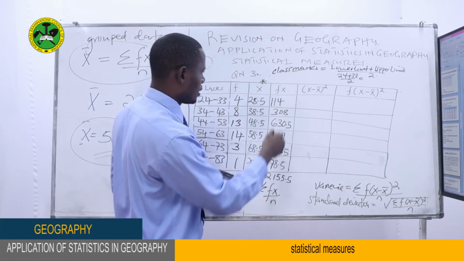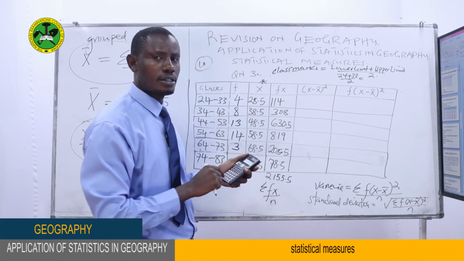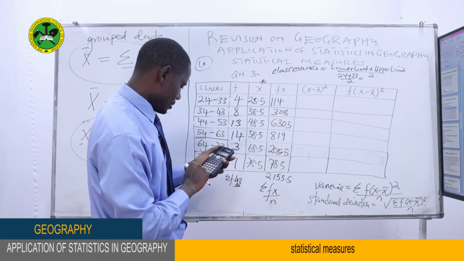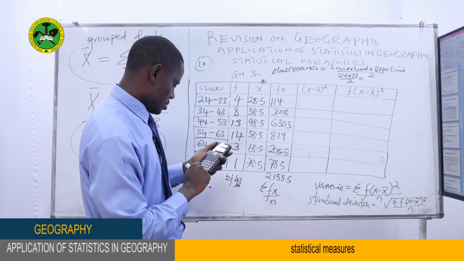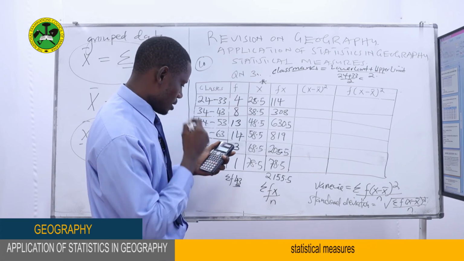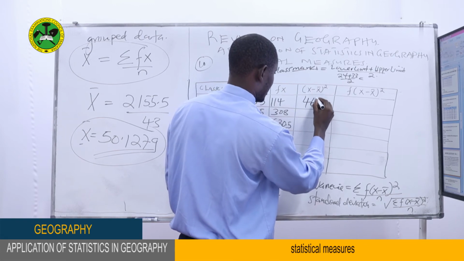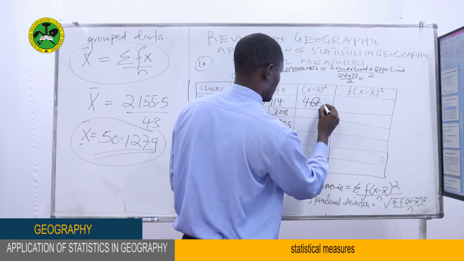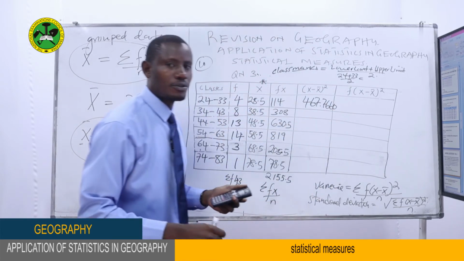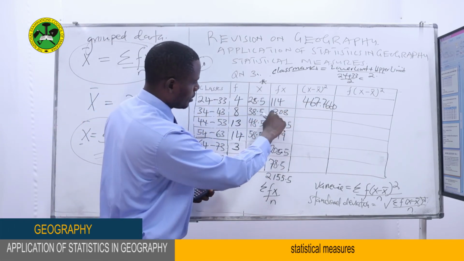So we start with the first column. That will be x, that is 28. We start with the bracket, then 28.5 minus the mean. The mean is 50.1279 bracket, then we square. Then for the first column, here we get 467.760. We try our best to take four decimal points so that we can be accurate. Then we go for the next column.